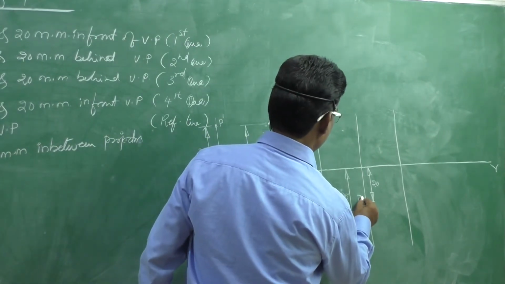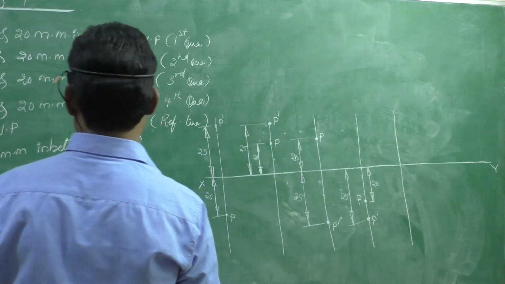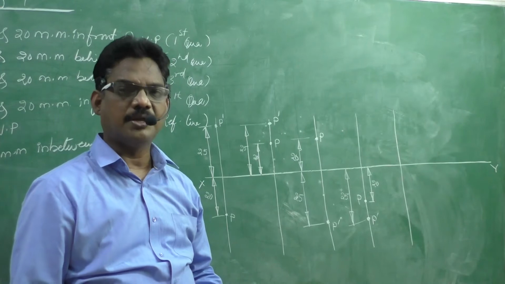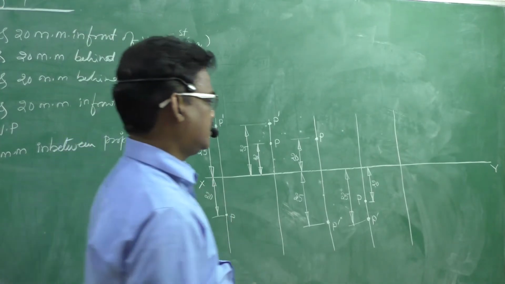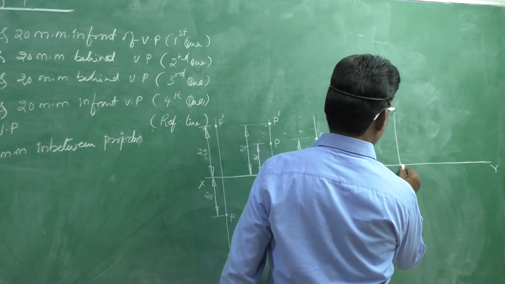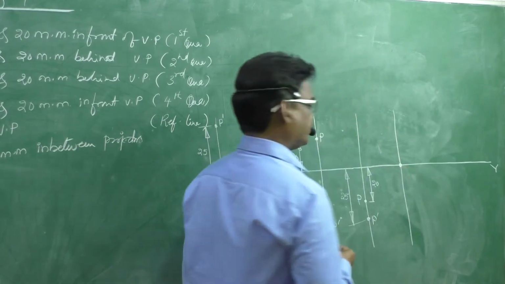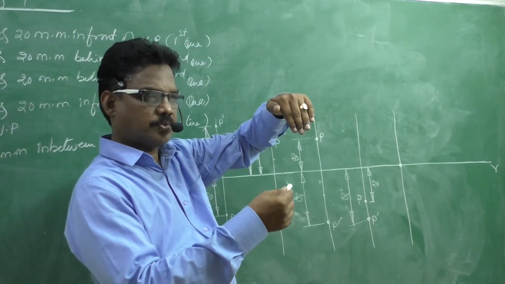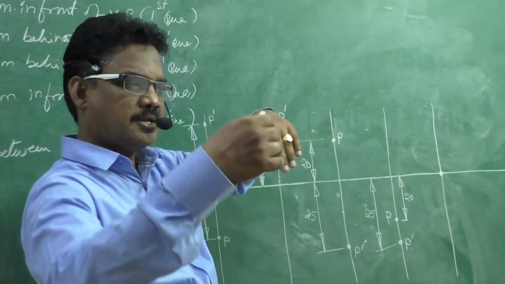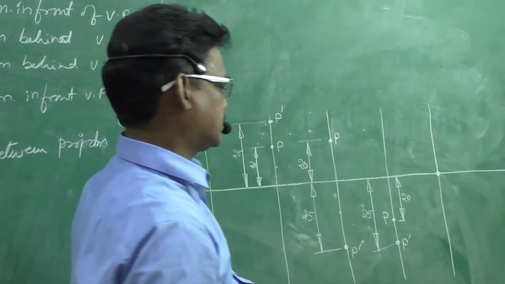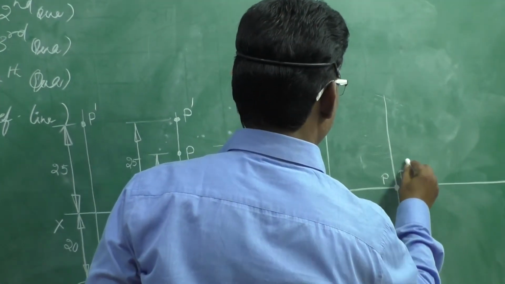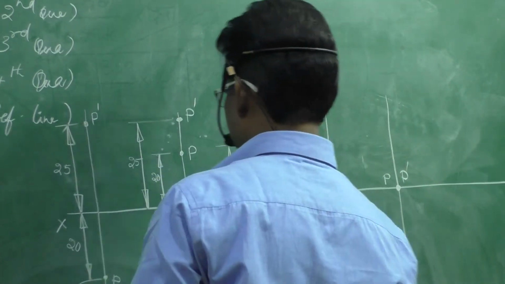P indicates top view. Now come to fifth problem. Lies in both HP and VP. If it lies in both HP and VP, obviously it is on the reference line. Okay. Therefore, a point you can put here. That means the top view is on the reference line, and the front view is also on the reference line. Therefore, this is P top view and this is P dash. Okay, both are same.